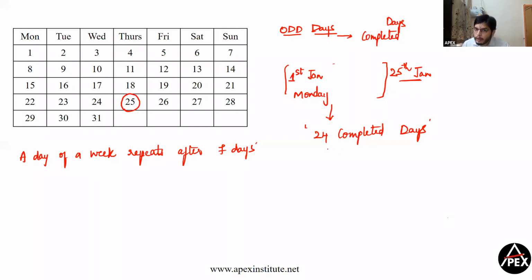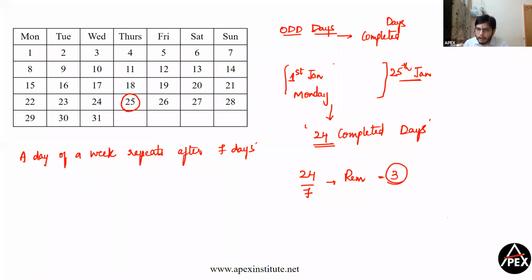Okay, now we need to determine the number of odd days in these 24 completed days. How do we determine the number of odd days? Divide 24 by 7 and find the remainder. Why are we dividing it by 7? Because we have 7 days a week. The cyclicity of a day is 7. A day repeats itself after 7 days, isn't it? So what is the remainder when 24 is divided by 7? 3, isn't it? Remainder is 3. So we have 3 odd days.